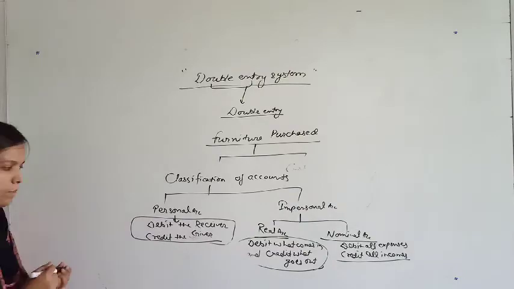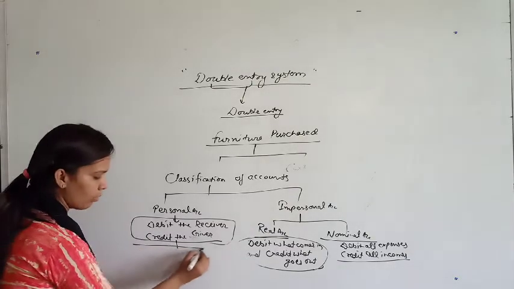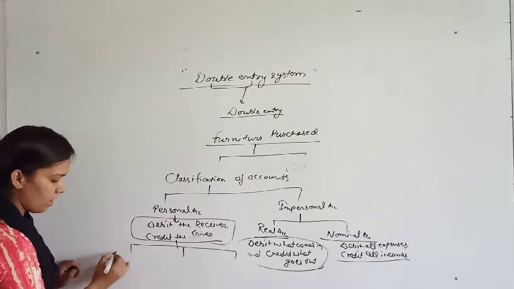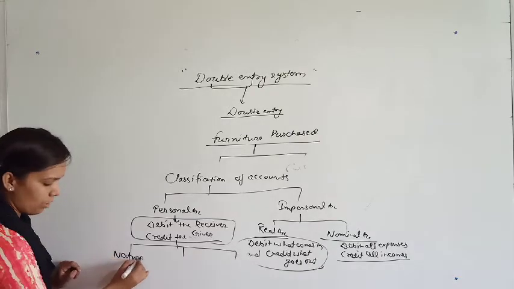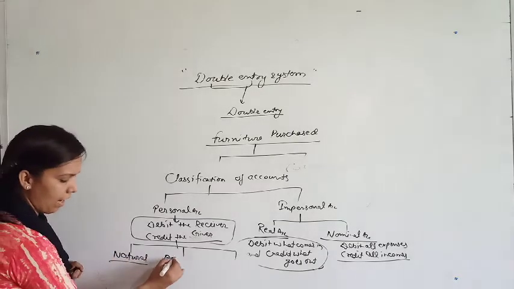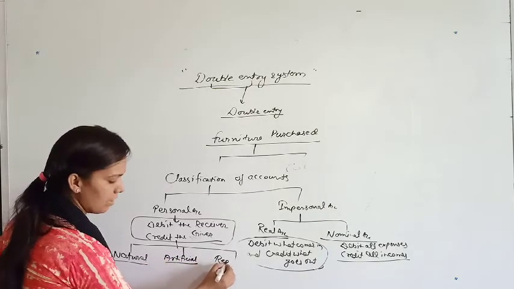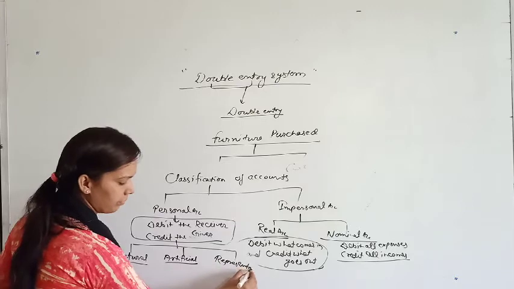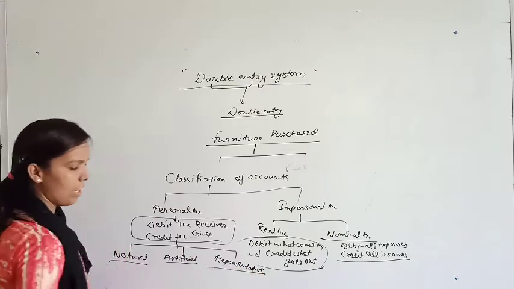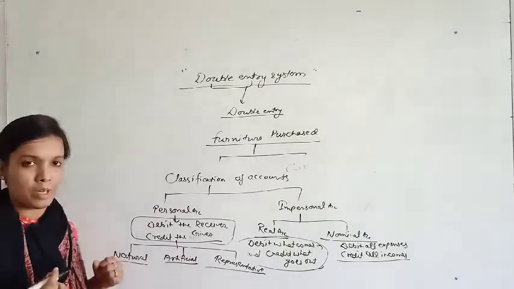Yes, I can easily write here. Personal account is further subdivided into three parts. These three parts are natural personal account, artificial personal account, and representative personal account. These are sub-parts of personal account.